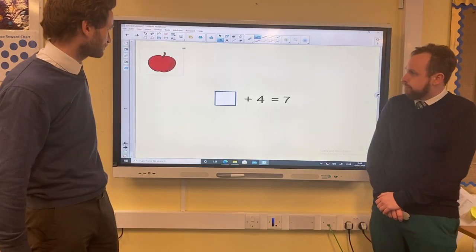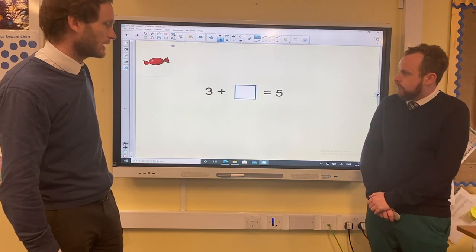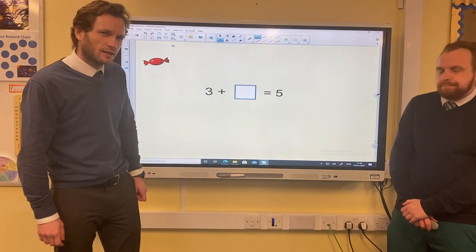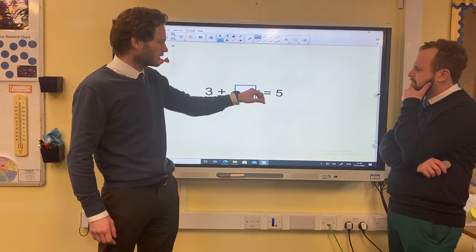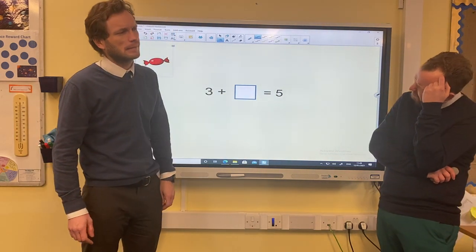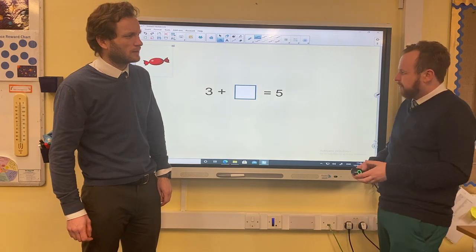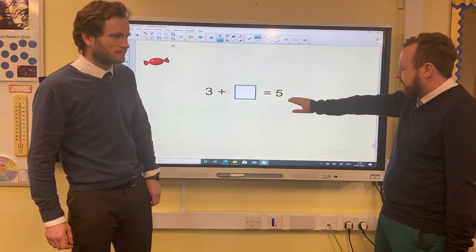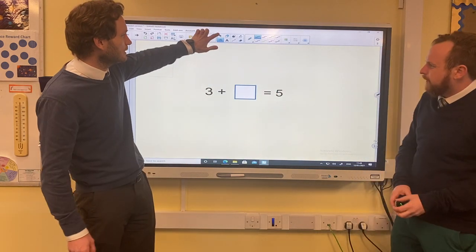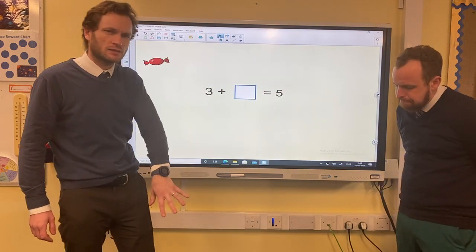Okay, now the first question we have here can look a bit confusing. 3 add something equals 5. Well, that looks odd, doesn't it? Because I'm used to writing my answer after the equals sign, and I don't know what that box is. Let me tell you a story. It helps to think about sweets.